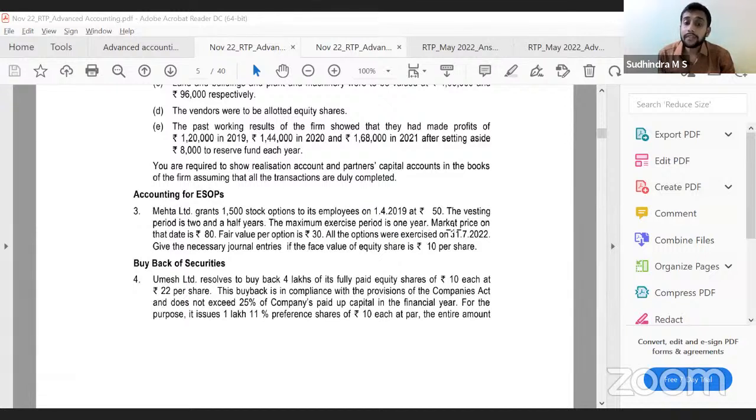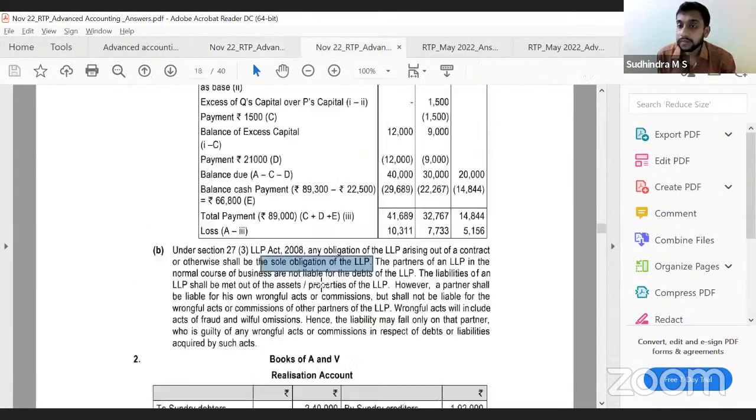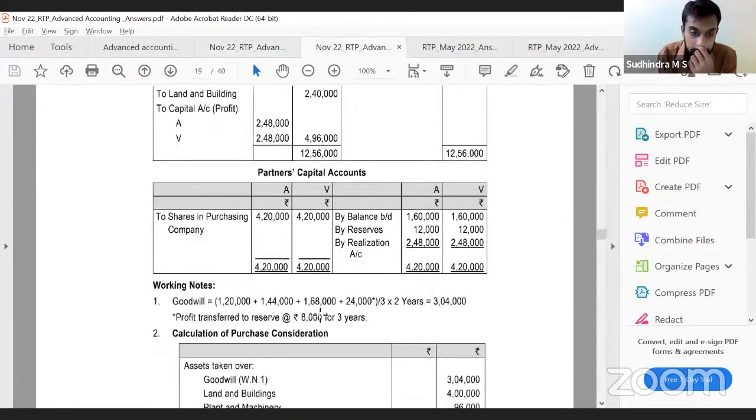Once again, on 31st of July, we have to receive the money, 50 rupees from those employees, and then we have to allot the shares. That's all. What are the entries that we have to pass?